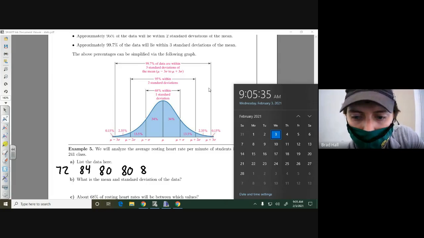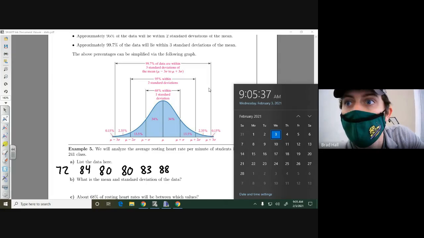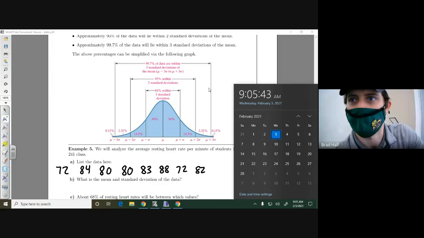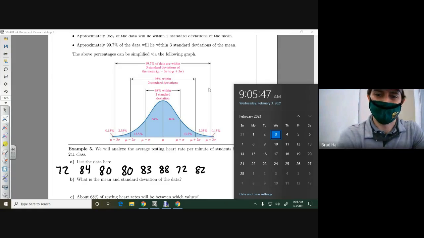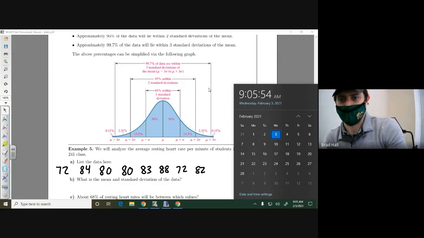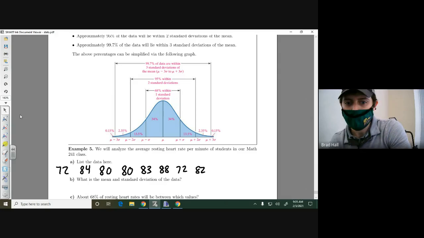For the person who's 72, are you a runner? Yeah? You're a runner? Okay. They say people who do cardio, stuff like that, tend to have lower heart rates. And then virtual people, yeah, if you haven't done so already, awesome.